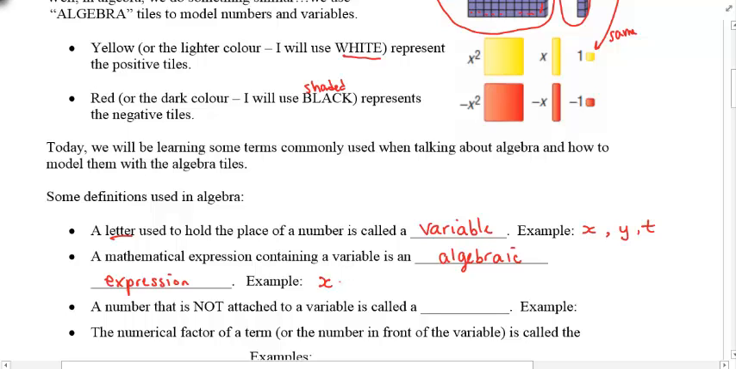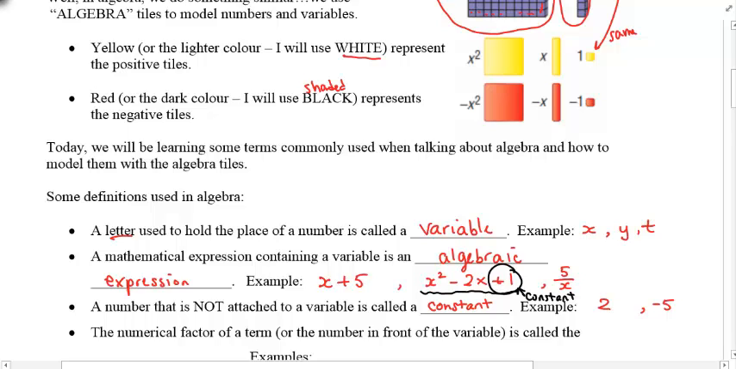How about something like x plus 5? Or even like this, x squared minus 2x plus 1. Or even something like this, where x is in the bottom. That's perfectly fine as well. That's an algebraic expression. The next one says a number that is not attached to a variable. So just a number by itself is called a constant. So something like the number 2 by itself, or even like negative 5, those are constants. All right? If you look at the previous examples, if you look here, x squared minus 2x plus 1, the 1, because there's no variable attached to it, that's the constant.